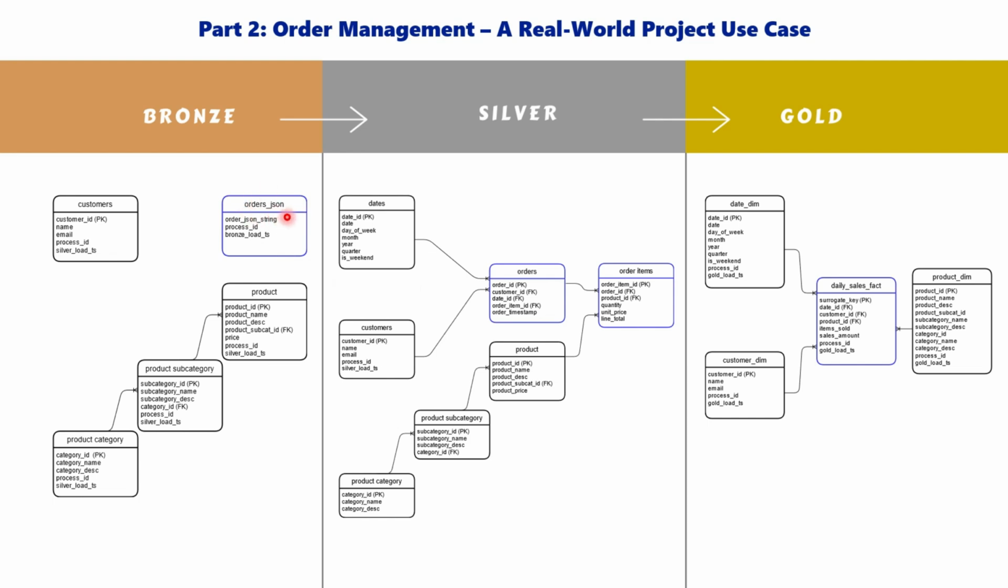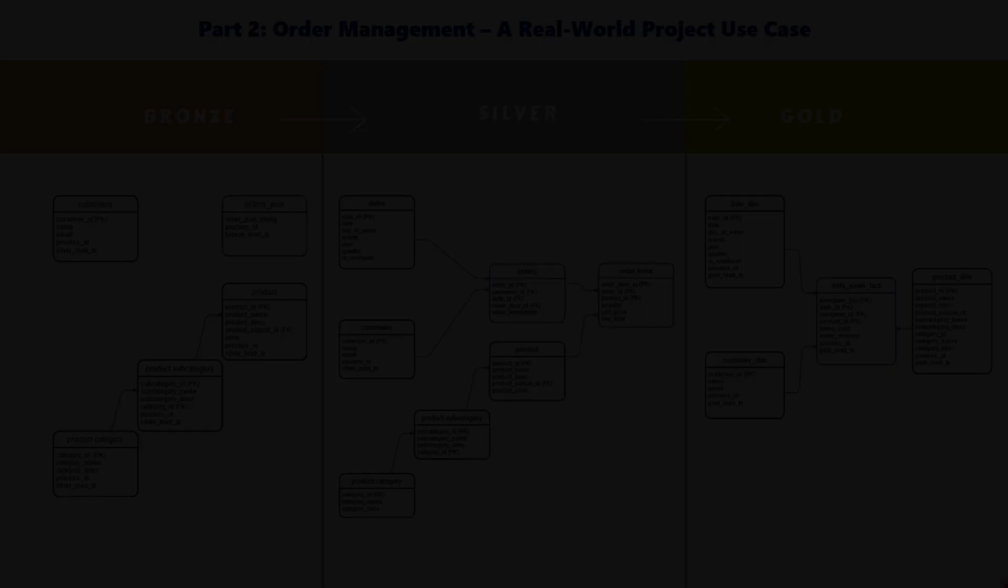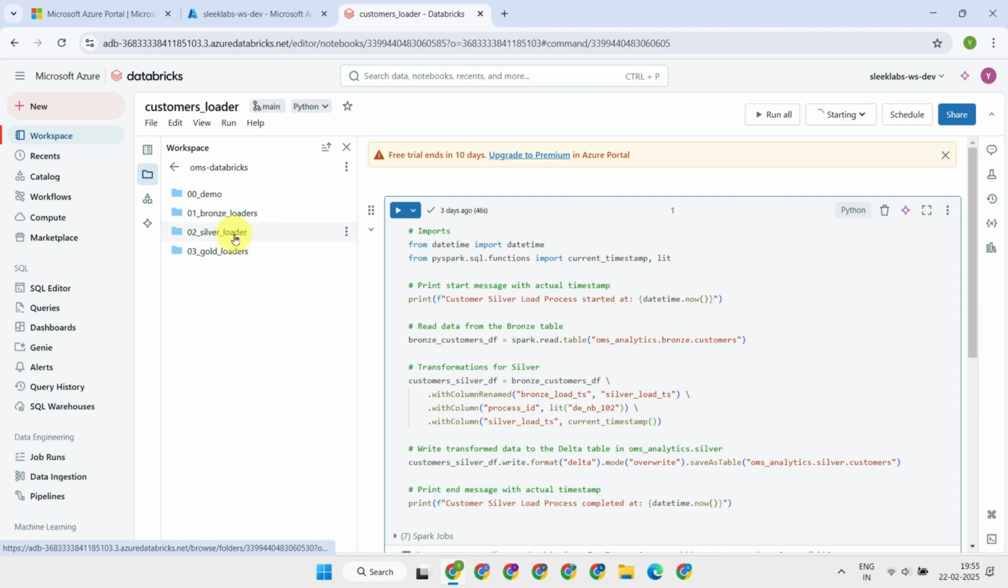We take the order JSON column and unpack the JSON fields into two separate tables, one named orders and the other order items. To give you better clarity, the orders table will have one record for each order, while the order items table will have one record for each product or item purchased in that order. All right, let's dive into this Databricks notebook and explore these silver layer notebooks.